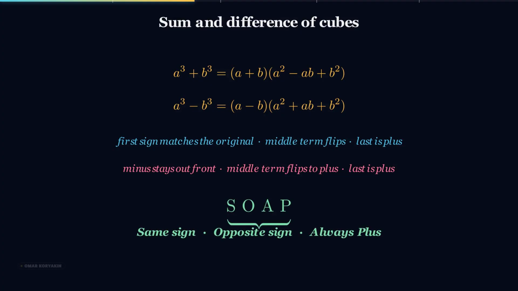The pattern across both is captured by the letters SOAP. S stands for same, the first sign matches the original. O stands for opposite, the middle sign of the trinomial is the opposite of the original. A and P stand for always plus, the last sign of the trinomial is always positive, no matter what.